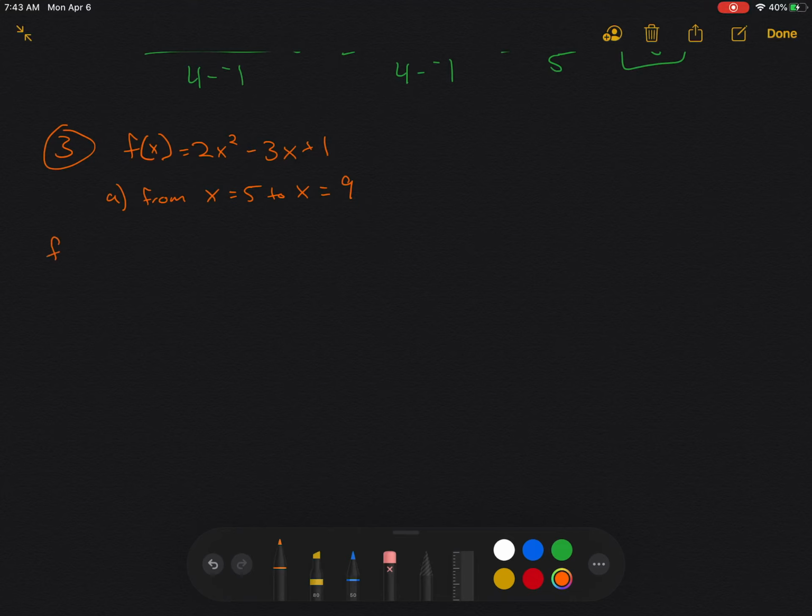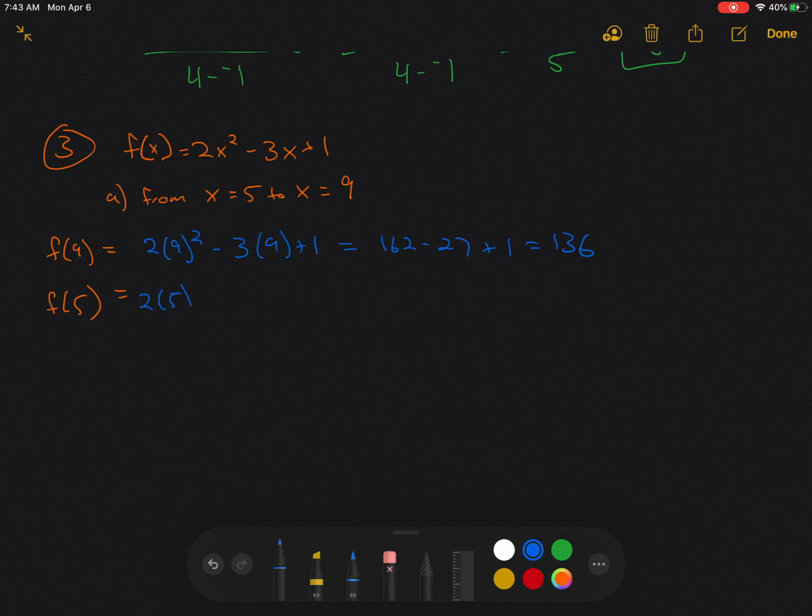So again, we're doing our big old equations. We got our f of 9, we got our f of 5. So if we start plugging and chugging those in, 2 times 9 squared minus 3 times 9 plus 1 equals 162 minus 27 plus 1 equals 136. Okay, so I got 136.